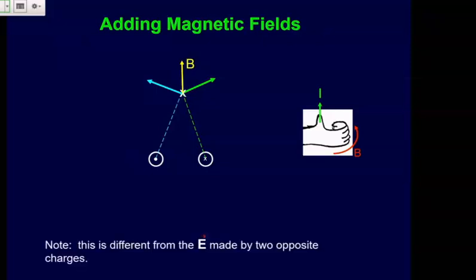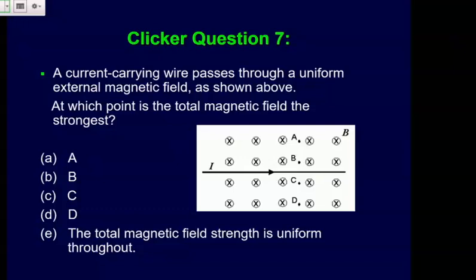Okay, and here's one that's a little bit tougher. This is, again, an old test question. There's a current carrying wire right here. Here's what's tricky: there's a current carrying wire, but there's also a uniform external magnetic field. That's what these X's are. So something else is creating an external magnetic field going into the page throughout the whole region here. We want to know at which point the magnetic field is the strongest: A, B, C, or D. Let's think about that and discuss with your neighbors and see what you think.